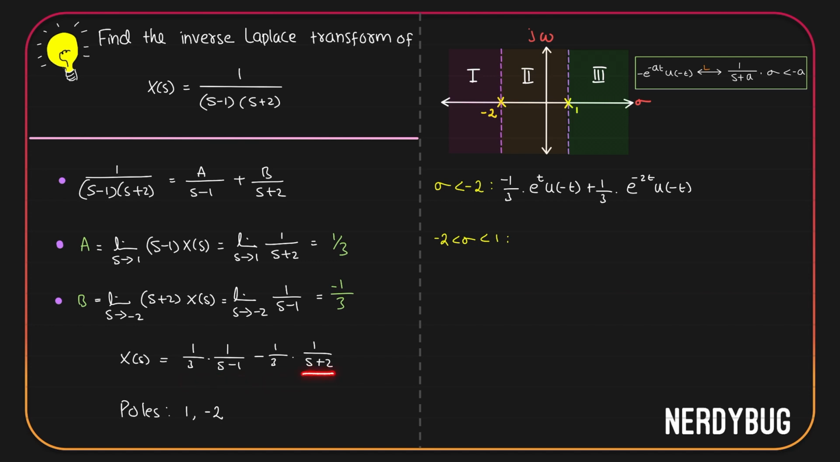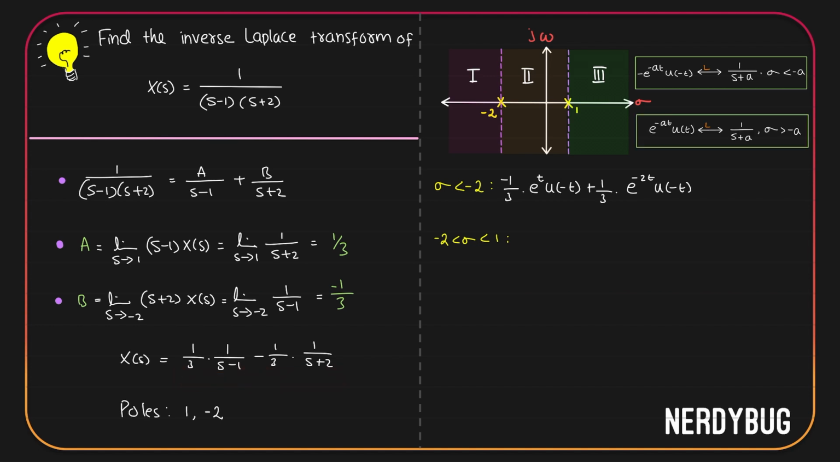The one with s plus 2 in the denominator should be right-sided. So we can take this part. The one with denominator s minus 1 should be left-sided. So its ROC will be like this. Their common part will be between minus 2 and 1. So we want 1 by 3, 1 by s minus 1 to be left-sided and minus 1 by 3 into 1 by s plus 2 to be right-sided.